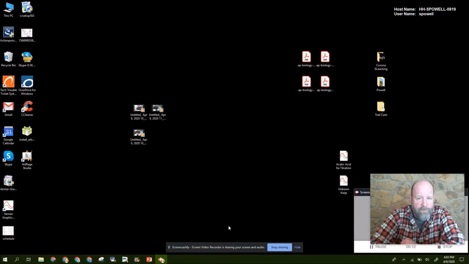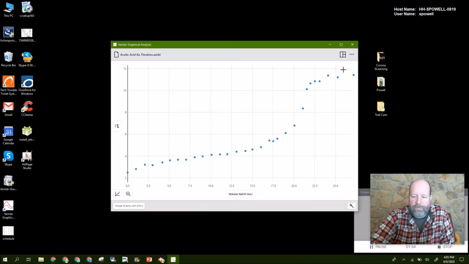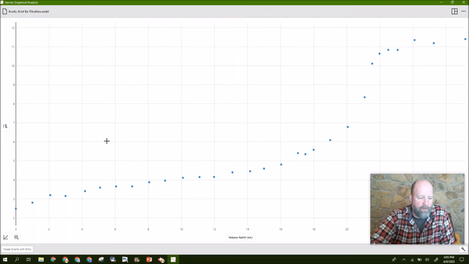Hey guys, back home, going to start looking at some of these data. So this is that graph. Let's look at that with a little more space. And I want to see exactly where the equivalence point is. I want to see where that place is where we used up all the acetic acid and neutralized it all with the sodium hydroxide so that I can find half of that.